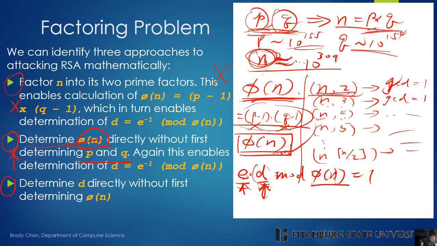And the further approach is also difficult: determine the D if they know E. E is a public key, right? They want to determine D directly without first determining phi of n. That's also proved to be computationally infeasible. So these three approaches are all difficult to do. That's the reason why RSA is computationally infeasible to break. So it's a very secure algorithm.